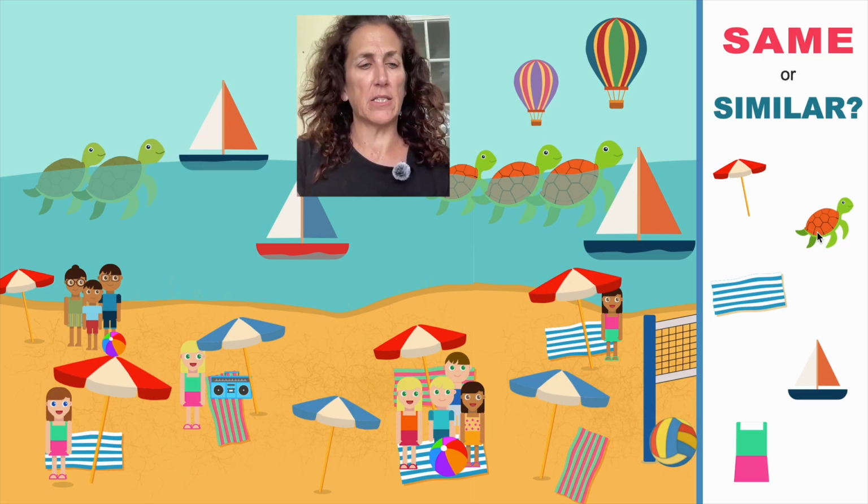These sea turtles also have green heads, green flippers, and green tails. Are they the same as this sea turtle here? Let's look a little bit further. This sea turtle has a brown shell. These sea turtles have green shells. So these sea turtles look similar, but they're not the same.